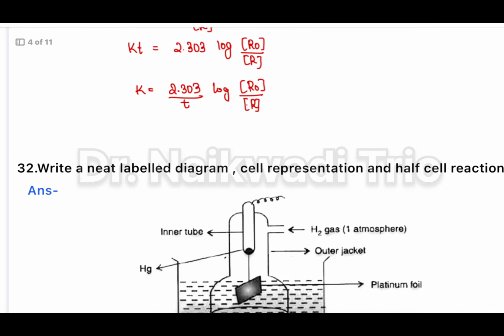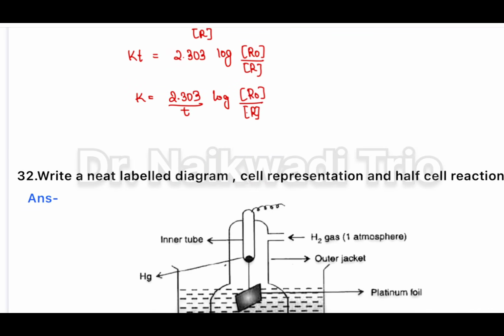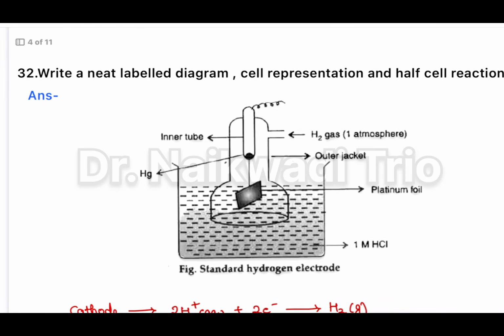So the last answer which you get is K is equal to 2.303 divided by T log R naught by R. Next is question 32. Here this is also the same question which we have discussed, and this is nothing but the labeled diagram of SHE, that is standard hydrogen electrode.